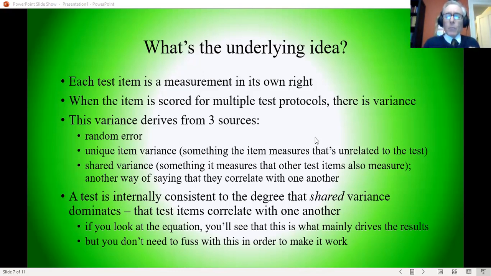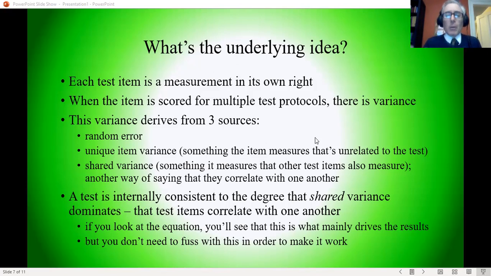And part of it is what we call shared variance. This is something that item is measuring that other test items are also measuring. In a sense, this is just another way of saying that the items correlate with one another. To the extent that they correlate with one another, they're doing the same thing. They're sharing variance. A test is internally consistent, cohesive, to the extent that this shared variance dominates the picture. In other words, the more strongly the test items correlate with one another, the more we can say they're measuring the same thing, at least to some degree.